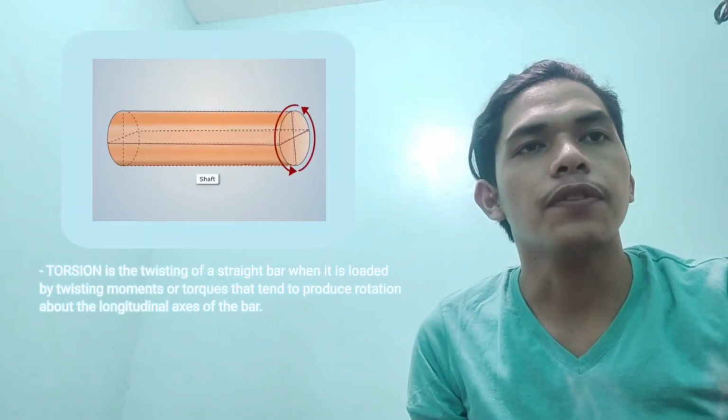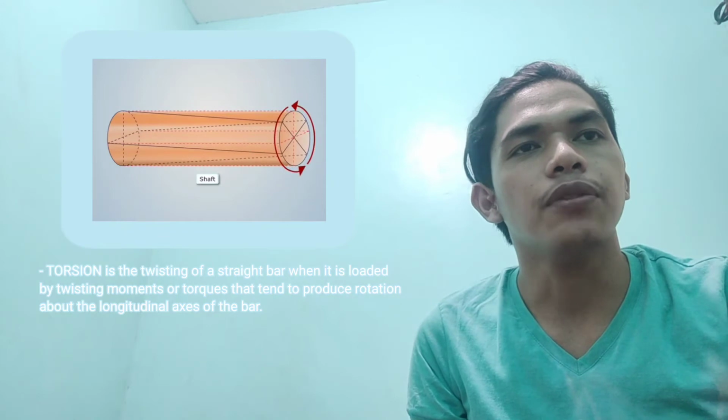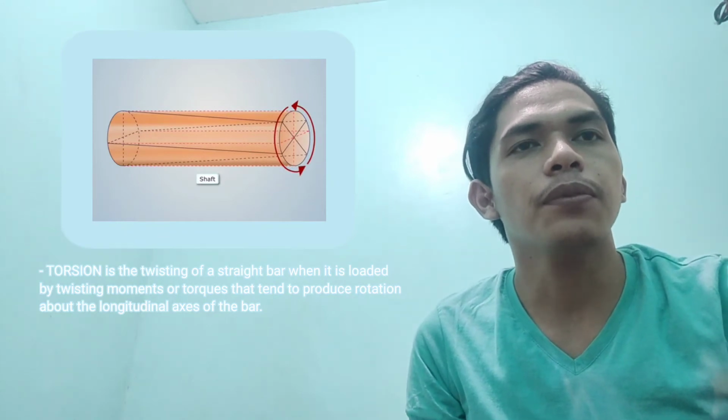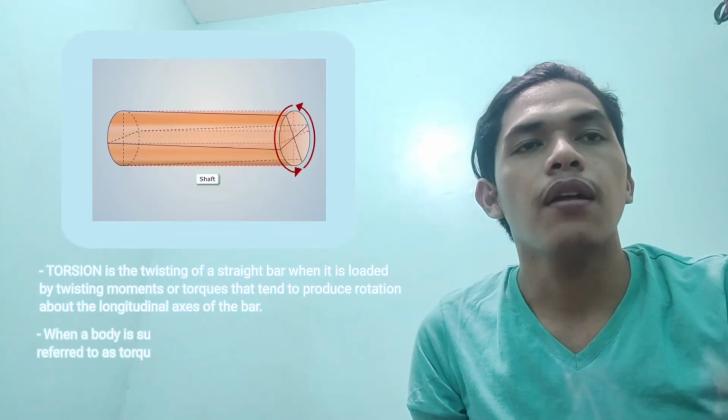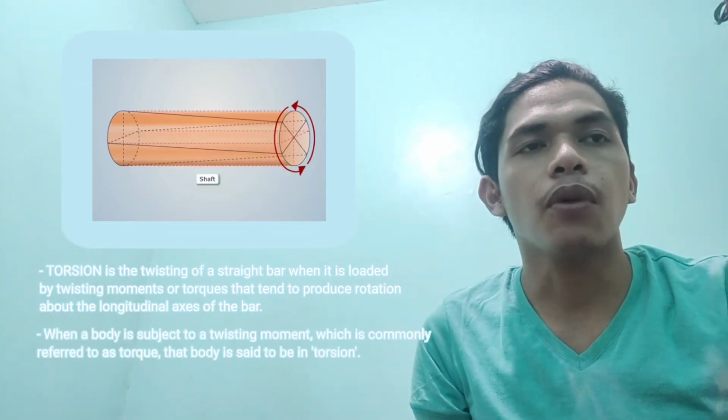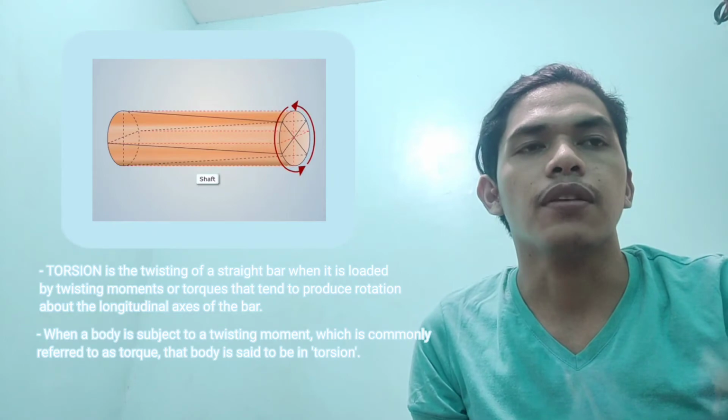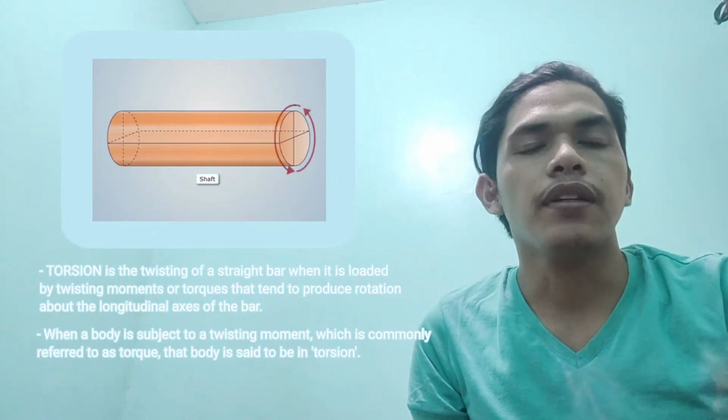Torsion is the twisting of a straight bar when it is loaded by a twisting moment or torques that tend to produce rotation about the longitudinal axis of the bar. When a body is subjected to a twisting moment, which is commonly referred to as a torque, that body is said to be in torsion.